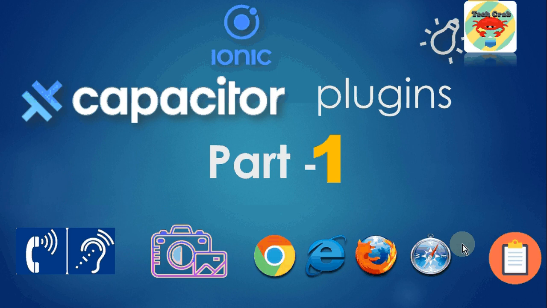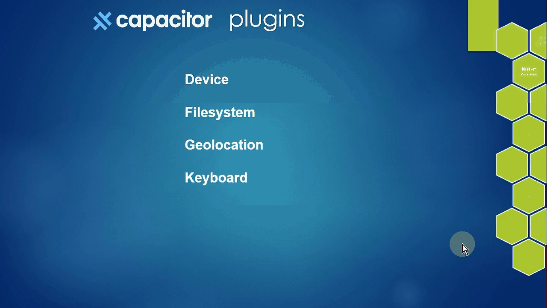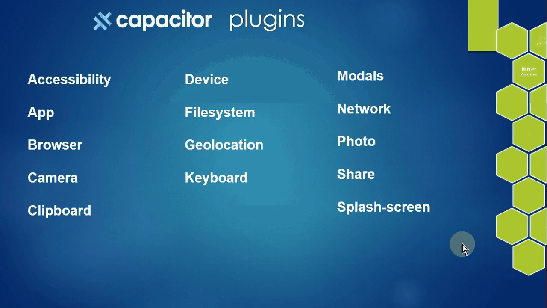Currently they are supporting a lot of plugins, around 19 to 20 plugins. We will see them one by one and how they are given. I have gone through all the code that is available on Git, given by the Ionic team itself for Capacitor. These are all basic plugins they are currently supporting: accessibility, app, browser, camera, clipboard, device, file system, geolocation, keyboard, modals, network, photos, share and splash screen.